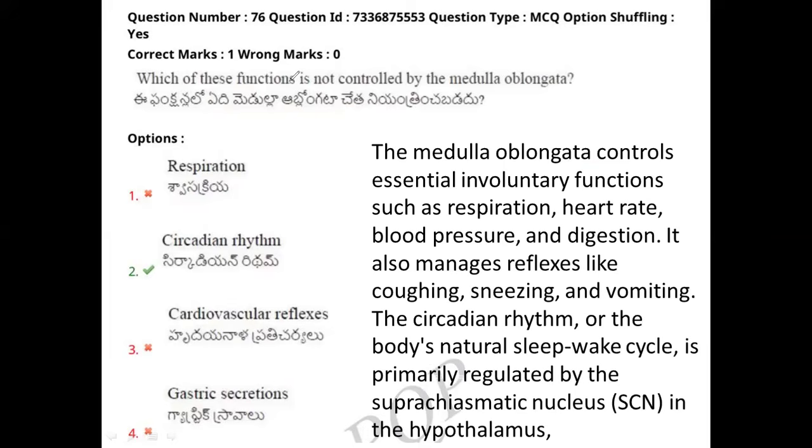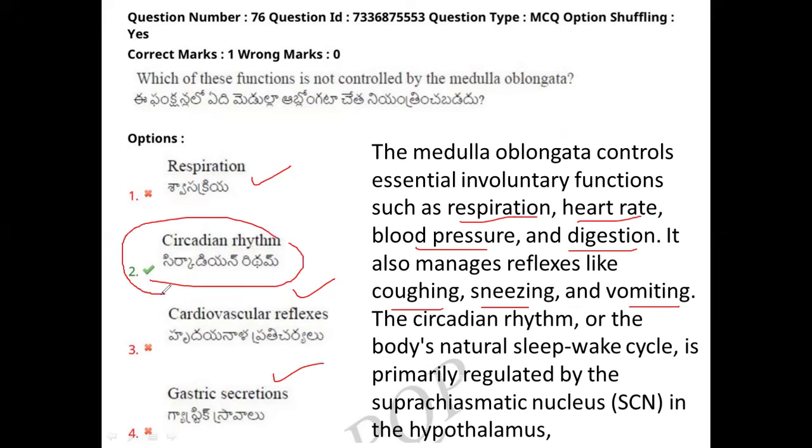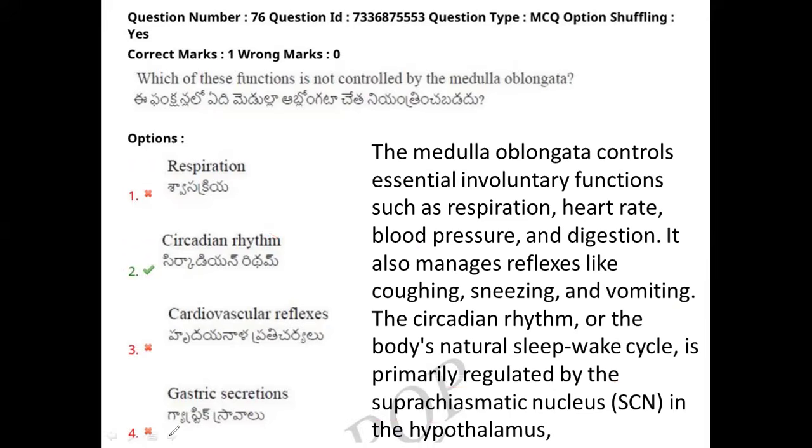Which of these functions is not controlled by the medulla oblongata? The medulla oblongata's main function is the involuntary functions: respiration, heartbeat, blood pressure, digestion, coughing, sneezing, vomiting, all the involuntary actions are carried out by the medulla oblongata. Except the circadian rhythms, which are controlled by the hypothalamus. Specifically in the hypothalamus, it is the suprachiasmatic nucleus, which is responsible for the circadian rhythms or natural sleep-wake cycle in organisms.